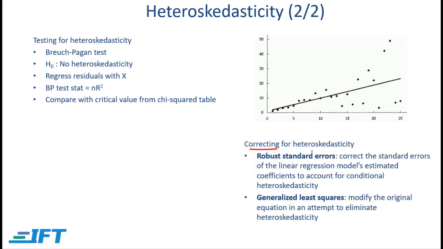With respect to correcting for heteroskedasticity, there are two major approaches: robust standard errors and generalized least squares. With robust standard errors, the regression software corrects the standard errors of the linear regression model's estimated coefficients to account for conditional heteroskedasticity. Now, you might recall that with a regression output, we have values for the coefficients. So we might have B0, B1. What is reported first is a value for the coefficient. So for example, with B1, we might have a value of 1.3.